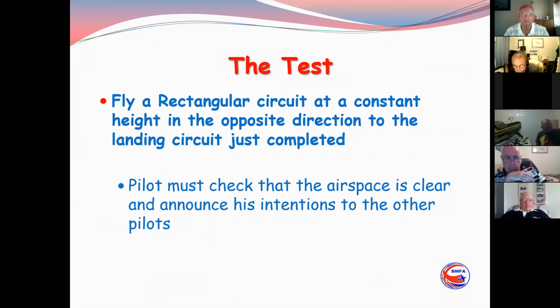So yeah, there is a rectangular circuit required that is the opposite direction to the takeoff circuit. So once they've taken off, they're going to have to position themselves to be able to fly in the opposite direction of circuit. You will, of course, as an examiner, make sure that the candidate has checked to make sure it's safe to fly the opposite direction circuit and announce those intentions.